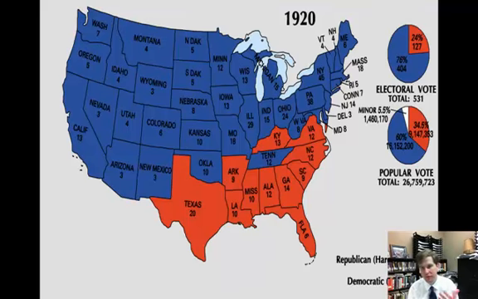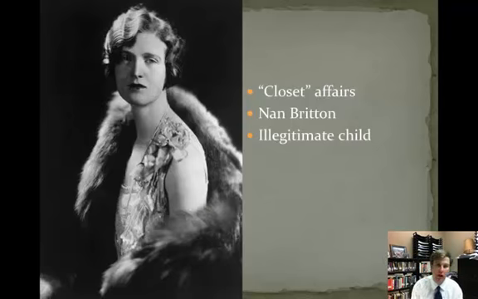There's the 1920 election. You can see Harding wins with 60% of the popular vote and 76% of the Electoral College vote. Now, Harding, as I said, was known for scandals. One of the most interesting was the closet affairs that he had. And I put closet. He was actually caught in the closet with a woman at one time. And the most famous was Nan Britton. He actually had an illegitimate child with her.